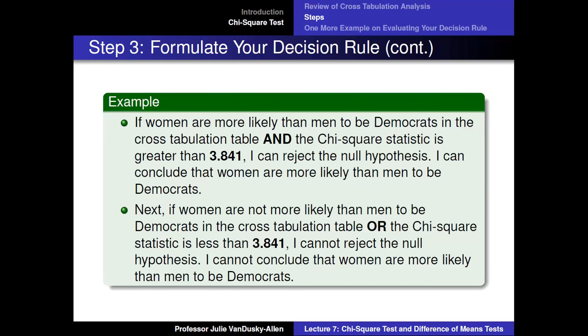we have, if women are more likely than men to be Democrats in the cross-tabulation table and the chi-square statistic is greater than 3.841, I can reject the null hypothesis. I can conclude that women are more likely than men to be Democrats. Next, if women are not more likely than men to be Democrats in the cross-tabulation table or the chi-square statistic is less than 3.841, I cannot reject the null hypothesis. I cannot conclude that women are more likely than men to be Democrats.